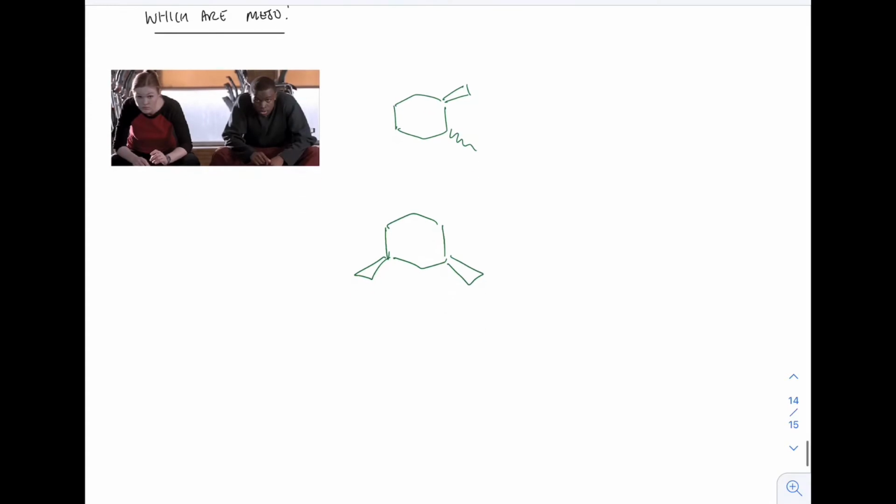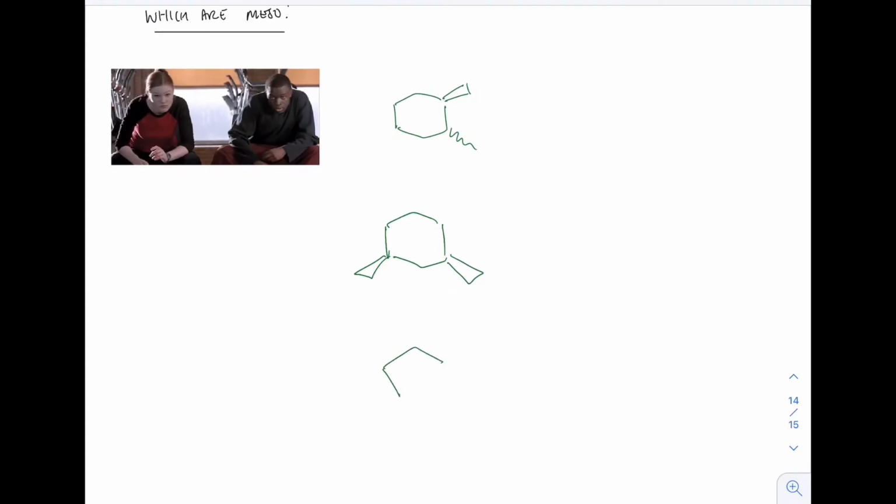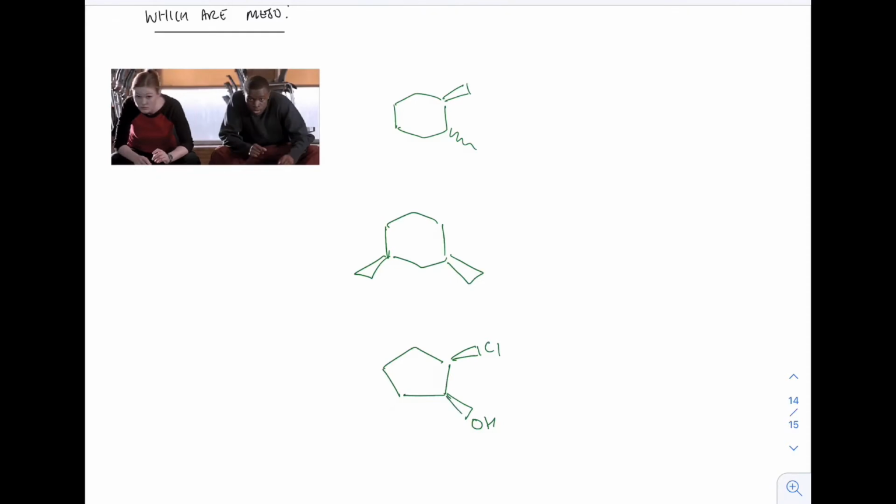So let's check out these cyclopentane rings. We've got disubstituted compounds on each of them, so we want to figure out which ones are meso. Make sure you pause the video so you can try this on your own and then double check back to see if you got it right with me.